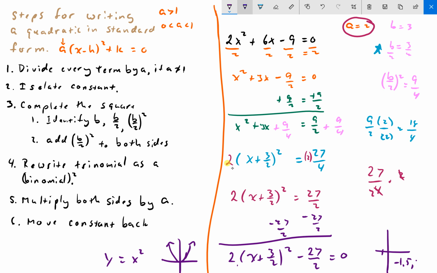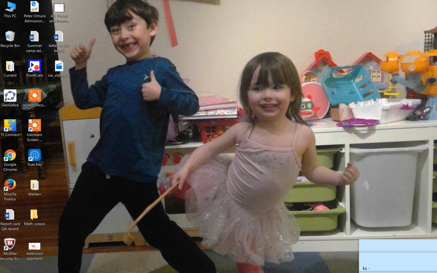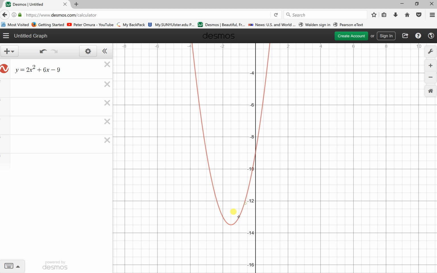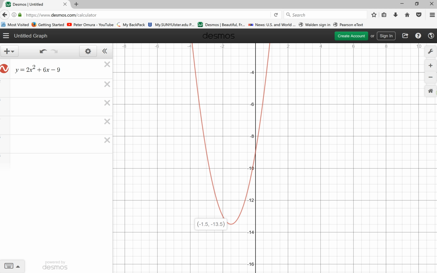Negative 1.5, negative 13.5. And that should be our coordinates of the new vertex. But like I said, it's going to be steeper than this because it's stretched because of that 2. If you want to double check, I'm going to go over to Desmos, and I just typed it in. And take a look. If I drag my point down, you'll see the vertex is at negative 1.5 and negative 13.5.